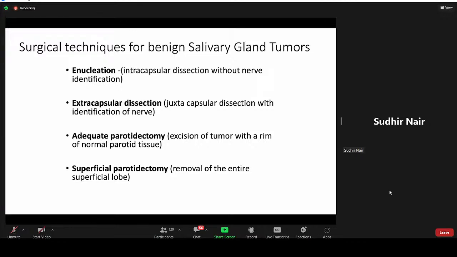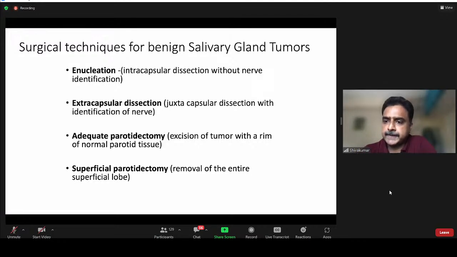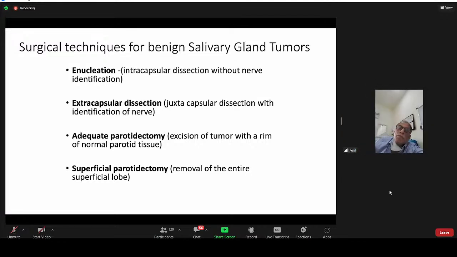Great. Dr. D'Cruz, sir, your take on this. Shiva, I'm going to make general comments. I again agree with all the learned panelists, but I want the youngsters to understand why these four terms came about. Enucleation is a no-no. You're never going to enucleate a tumor without seeing a nerve. It is fraught with high injury risk to the nerve, and a high incidence of recurrence, particularly in the parotid, where, as you rightly said, 80% are pleomorphic.